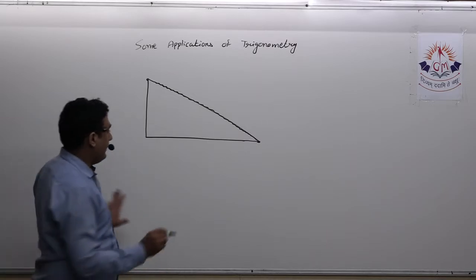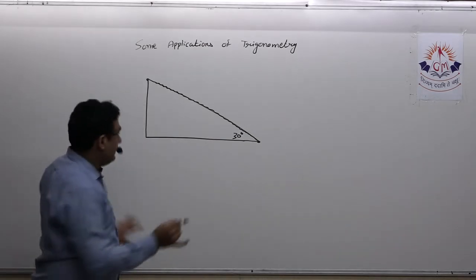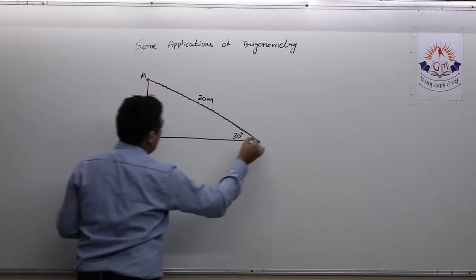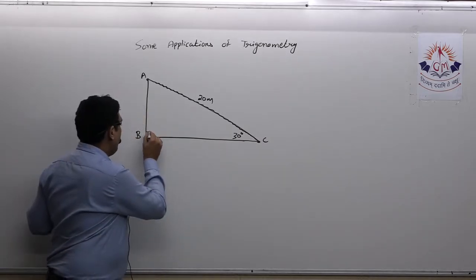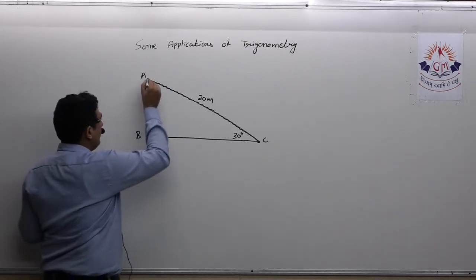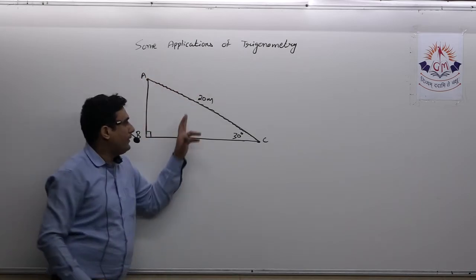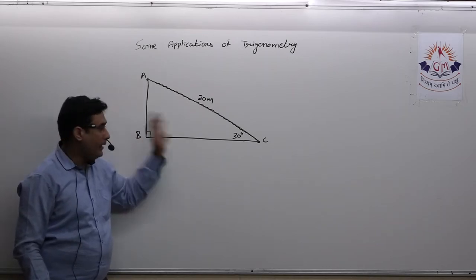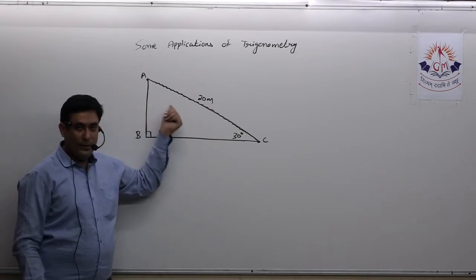Here the diagram is given, and in the diagram it is clearly written that this angle is 30 degrees and the length of this rope is 20 meters. If I say this is point A, this is point B, this is C, then AC is the rope, AB is the pole, and we have to find the height of the pole. That means simply we have to find AB. With the help of this diagram I can see that the hypotenuse is given, the perpendicular I have to obtain, and the angle is given.